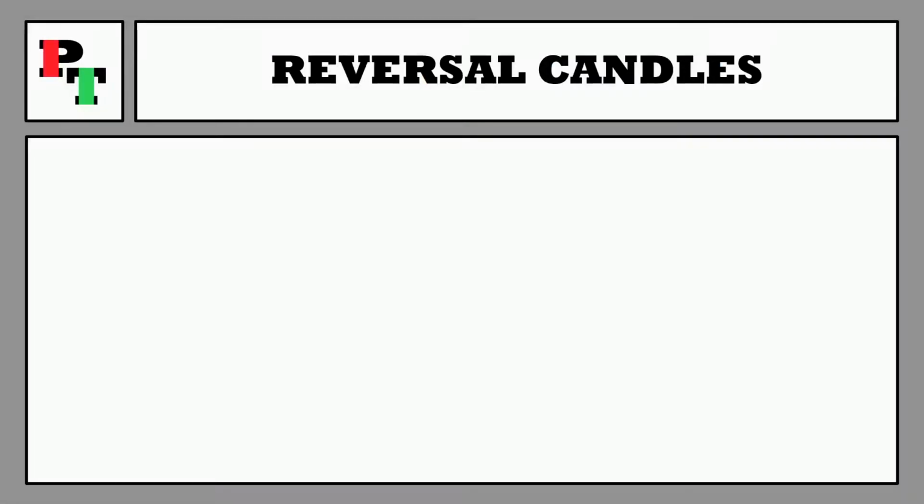This is the price structure show, and in this video we're talking reversal candles, the type of candle that when you take a look at its shape, you can see it, you recognize a higher chance than normal that a reversal in price is about to occur.